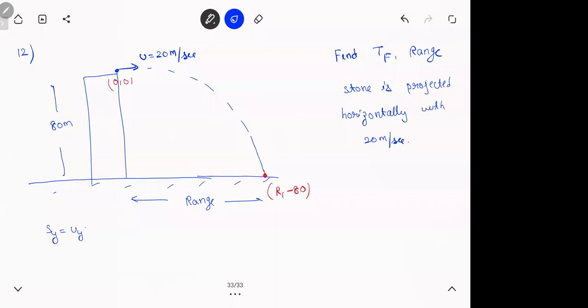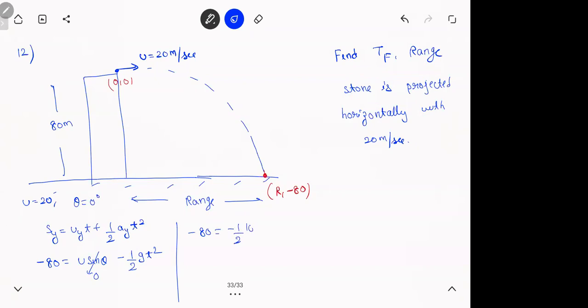Now, Sy is uy t plus half ay t square. Now one thing here, u is 20, what is theta? Theta is 0, because you're projecting horizontally. So the y coordinate is minus 80. What is uy? u sine theta, which is also 0 because theta is 0, minus half g t square. So we get minus 80 is minus half g t square. We get time as 4 seconds. So this is your time of flight.